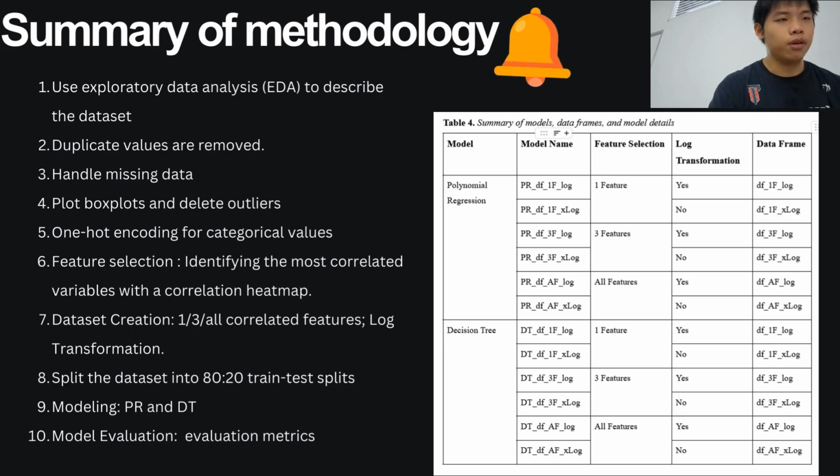These are the steps that we will follow closely when developing our machine learning models to ensure the best prediction of medical insurance prices. As seen in the table beside the methodology summary, it lists the details of each model, including the feature selection, log transformation, and the specific data frames used. For example, polynomial regression was tested with 1 feature, 3 features, and all features, both with and without log transformation. Similarly, the decision tree models were evaluated under the same conditions to ensure a comprehensive comparison. By following this thorough methodology and referencing the details table, we ensure that our models are robust, accurate, and reliable for predicting medical insurance prices.